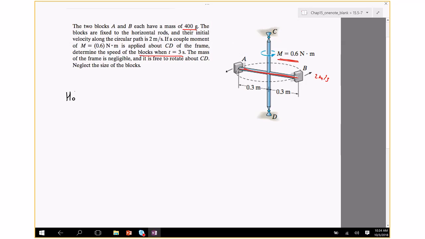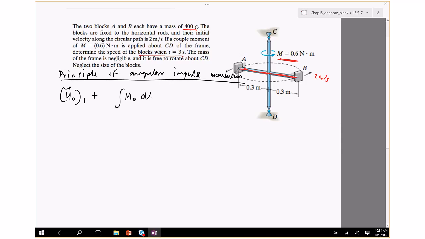So again, the principle of angular impulse and momentum. Only because things are spinning in circles, and if we use this principle, we'll get rid of some of the forces, specifically the forces which keep that vertical rod standing in that position, right? So those forces will not appear in the equation. H_O1 plus the integral of M_O dt from t1 to t2 equals H_O2.